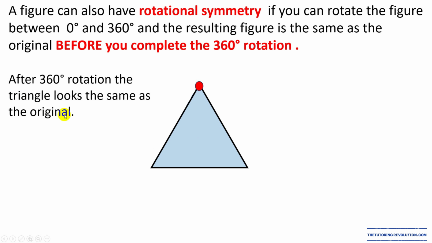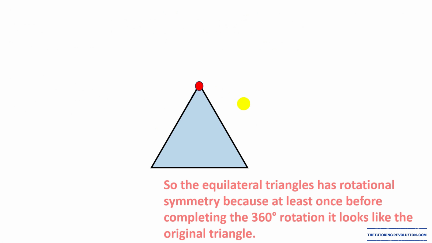All figures will have this type of property. If we rotate any object 360 degrees, they will look the same. That doesn't mean they have rotational symmetry. They have to look the same before you complete the 360-degree rotation, like this triangle. This triangle looks the same twice before reaching 360 degrees, so it has rotational symmetry.